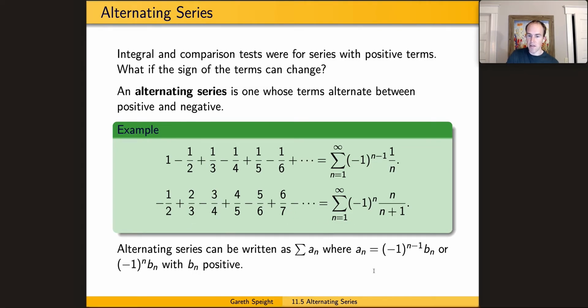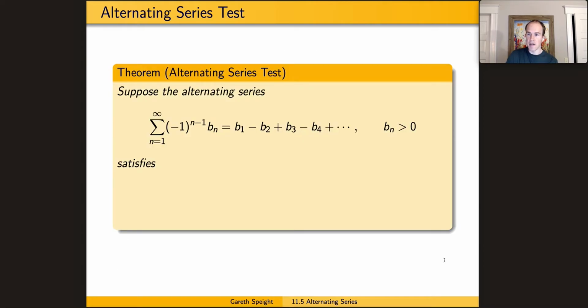So generally, alternating series are always written as a sum of a_n, where the terms look like (-1)^(n-1) or (-1)^n times some positive part. So there is this alternating part captured by negative 1 to some power, and then there is the positive part b_n.